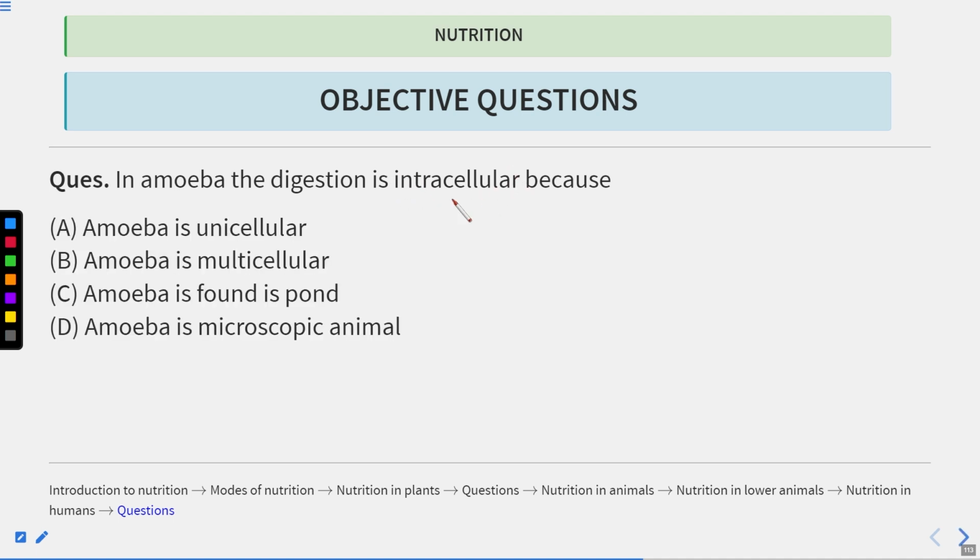So options are, amoeba is unicellular, it is multicellular, it is found in pond, or it is a microscopic animal. So starting with option D, it is a microscopic animal. No, it is microscopic, but it is not an animal. Amoeba is found in pond, so this is not related to the intracellular digestion. Amoeba is multicellular, this is also not correct. Amoeba is unicellular. So what should be the correct answer here? Option number A, amoeba is unicellular.